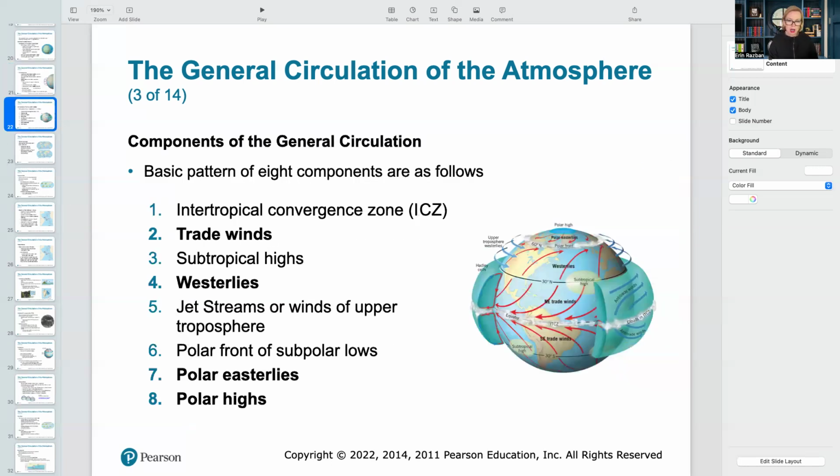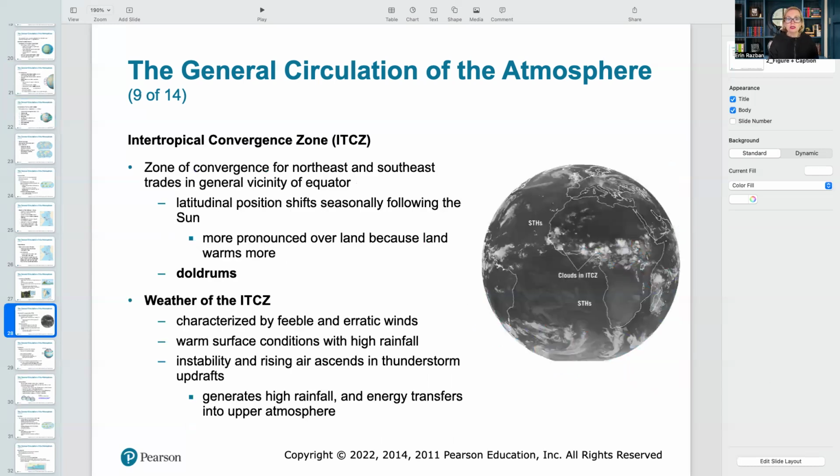Now, let's break down the 7 major surface components that make up our atmospheric circulation. Think of these as the main characters in our atmospheric story. So first we have the Intertropical Convergence Zone, or ITCZ. This is where the trade winds from both hemispheres meet near the equator. Sailors have historically called this region the doldrums because of its calm winds.